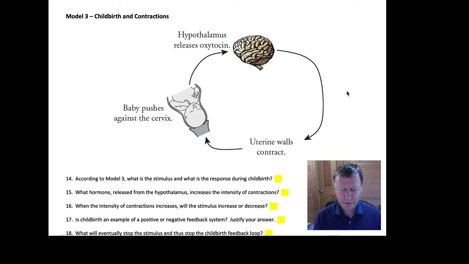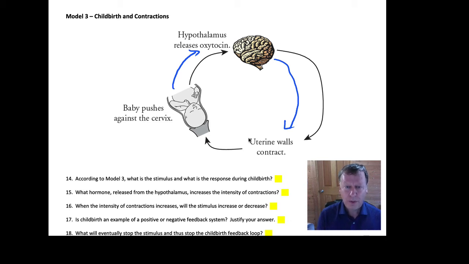Childbirth and contractions. When a woman prepares to go into childbirth, her body begins to contract. The process occurring is that the baby is pressing against the cervix, and that is the stimulus. The hypothalamus responds to that, and it sends out signals.